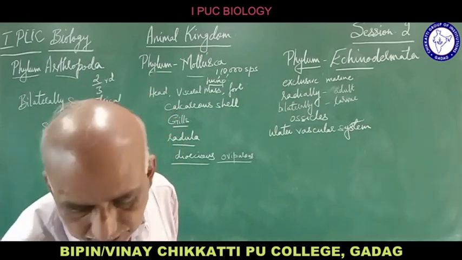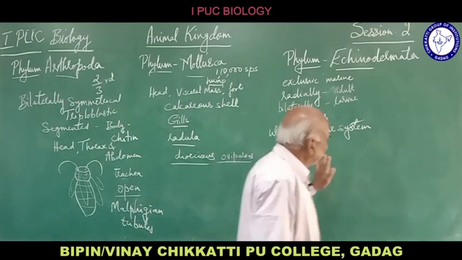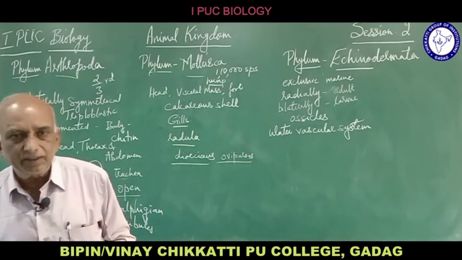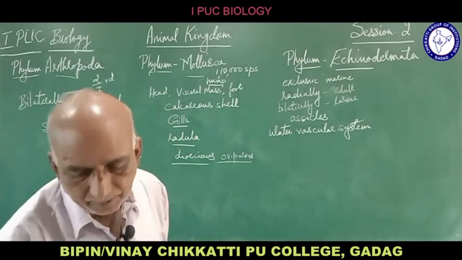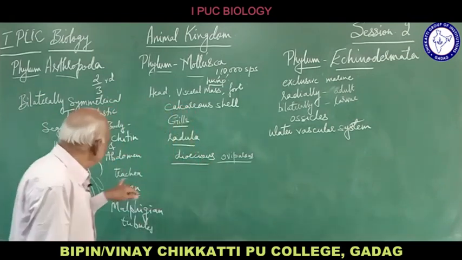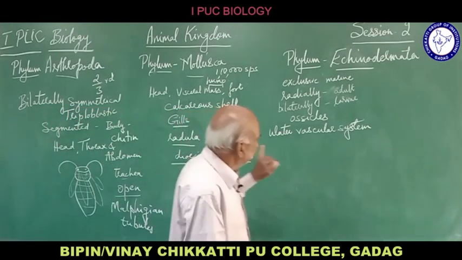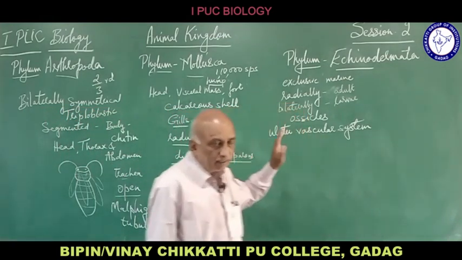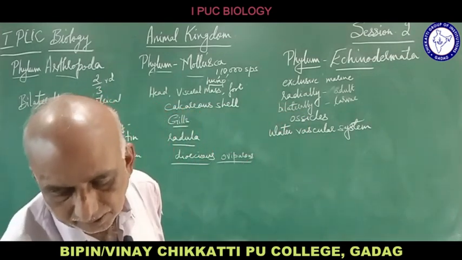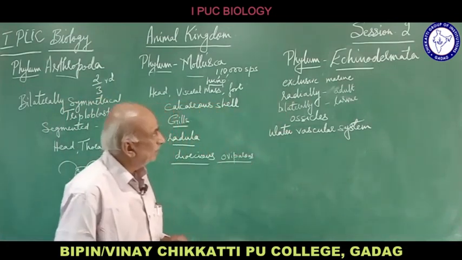And here the excretory system is absent. That means there is no well-defined excretory system, and waste is sent out directly through the excretory pores of the animal. And here the sexes are separate, that is dioecious. Here also the sexes are separate, and the fertilization takes place externally. That is the characteristic features of this phylum Echinodermata.